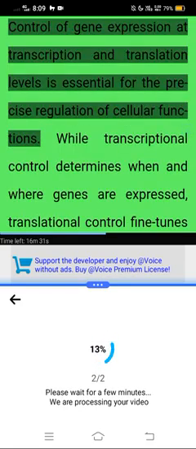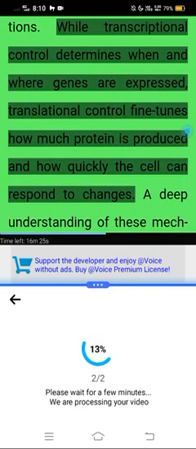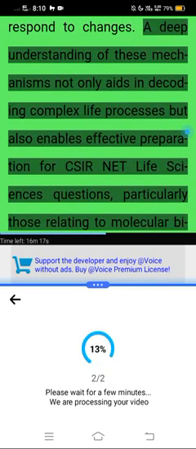Conclusion. Control of gene expression at transcription and translation levels is essential for the precise regulation of cellular functions. While transcriptional control determines when and where genes are expressed, translational control fine-tunes how much protein is produced and how quickly the cell can respond to changes. A deep understanding of these mechanisms not only aids in decoding complex life processes but also enables effective preparation for CSIR-NET life sciences questions, particularly those relating to molecular biology, gene regulation, and cell signaling.